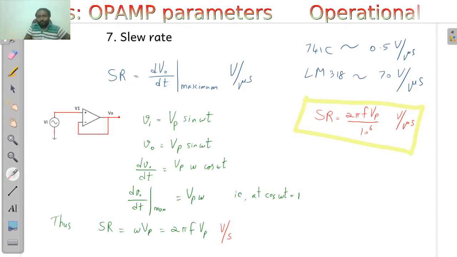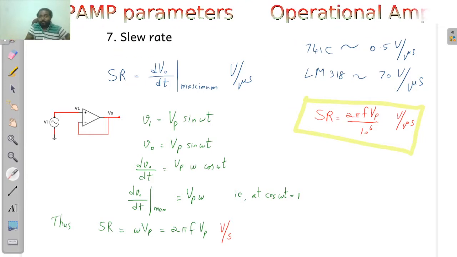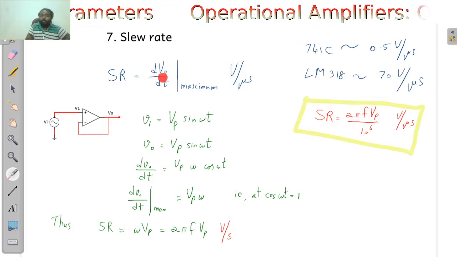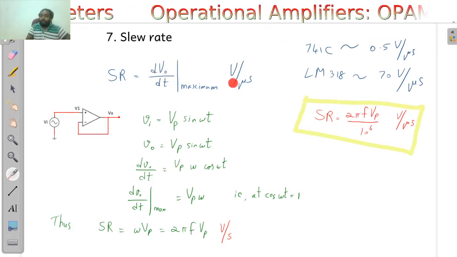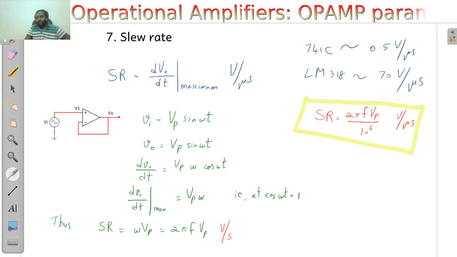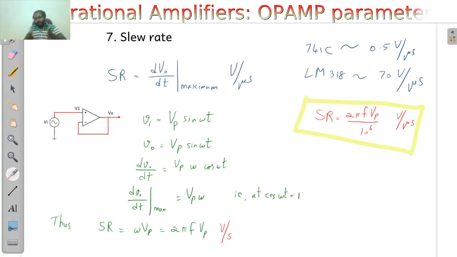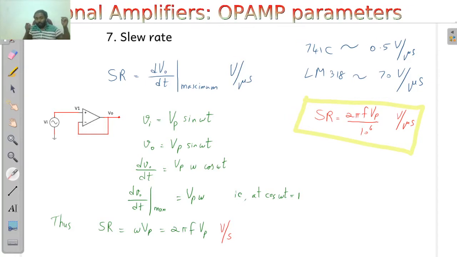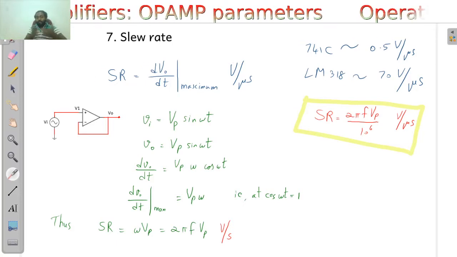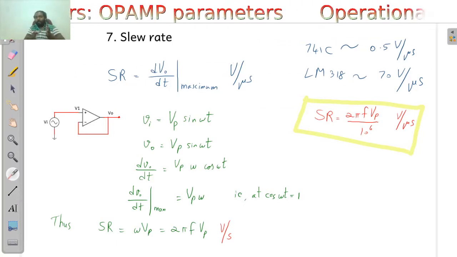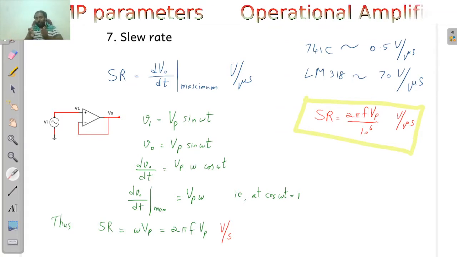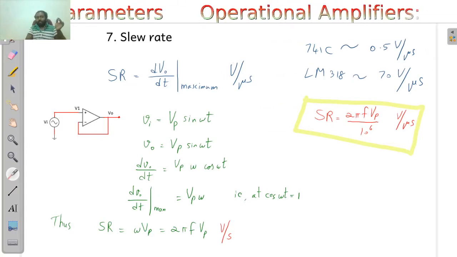The next parameter that we are going to discuss is slew rate, and it is defined as the maximum rate of change of output voltage with respect to time, which is measured in volt per microseconds. And what it means is that if you have an operational amplifier, it is an integrated circuit, and whatever be the input voltage that you apply to the operational amplifier, it takes some time to amplify and generate an output voltage. So that delay in the operational amplifier is characterized by this slew rate value.